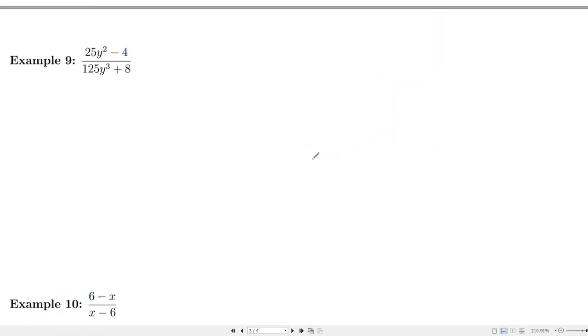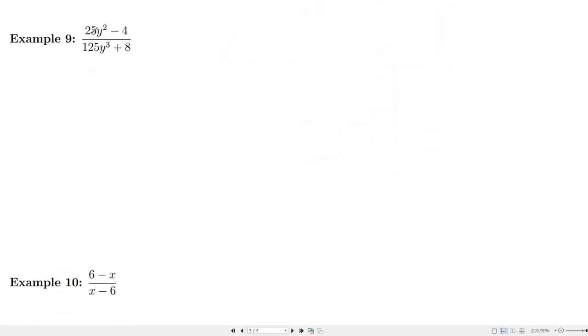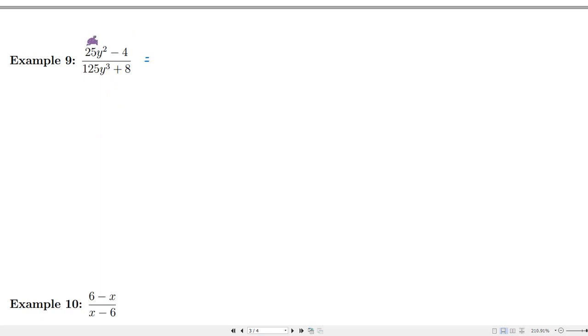Now going on to our next example, we have in the numerator a difference of squares. So what are those squares? Can you identify them? Well, this is 5y squared, and the 4 is just 2 squared. So the numerator will factor as 5y plus 2, and then 5y minus 2, just as we saw when we were dealing with these special products and factorizations, right? So difference of squares factors like this.